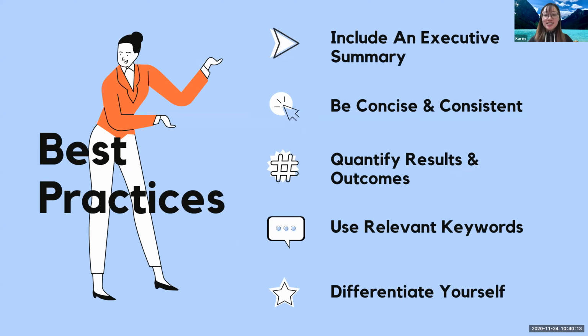Number 2, be concise and consistent because hiring managers and recruiters don't have much time to read through everything. Number 3, quantify your results and outcomes because it is much more impactful. Number 4, use relevant keywords to increase your chances with an ATS scanner. And number 5, differentiate yourself to stand out among other candidates.